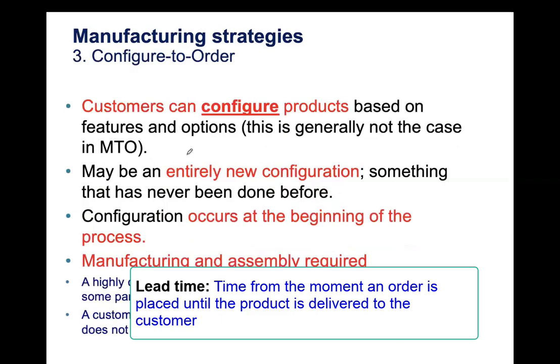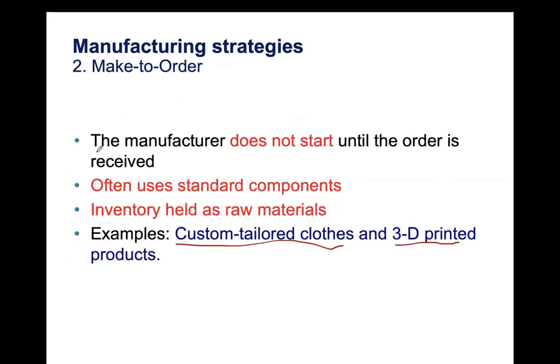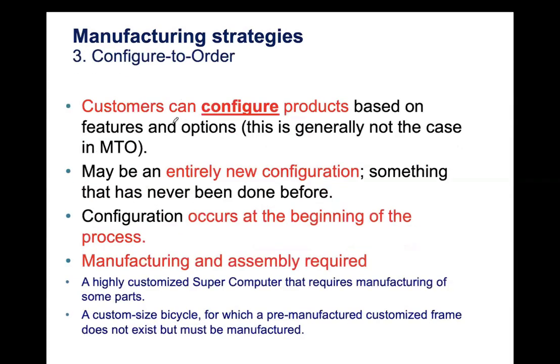Then the third strategy is configure to order. In this case, a customer can configure products based on features and options. That's generally not the case in make to order. This one differentiates from make to order in the sense that in make to order, that was the previous case, a customer cannot configure, but over here a customer can configure. And it's also possible that a customer develops a configuration that's entirely new. It has not been done before.